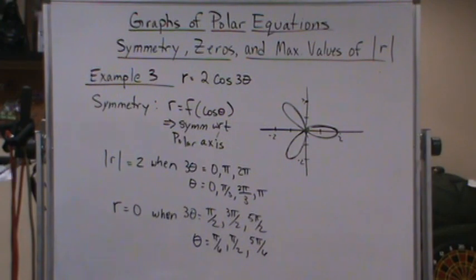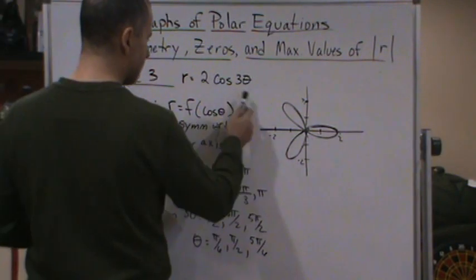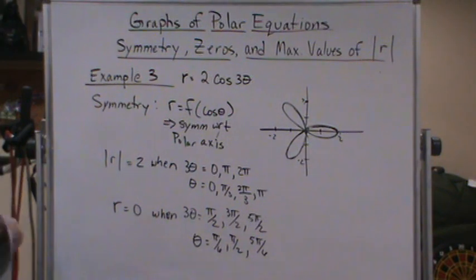Okay? And then for the checkpoint, there's a sine. So we use sine, and notice what happens with the sine of 3 theta and how that affects the graph.